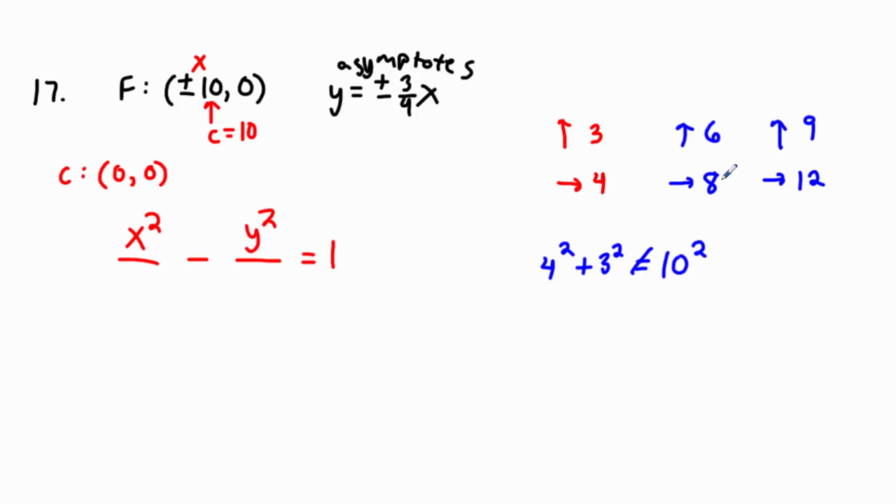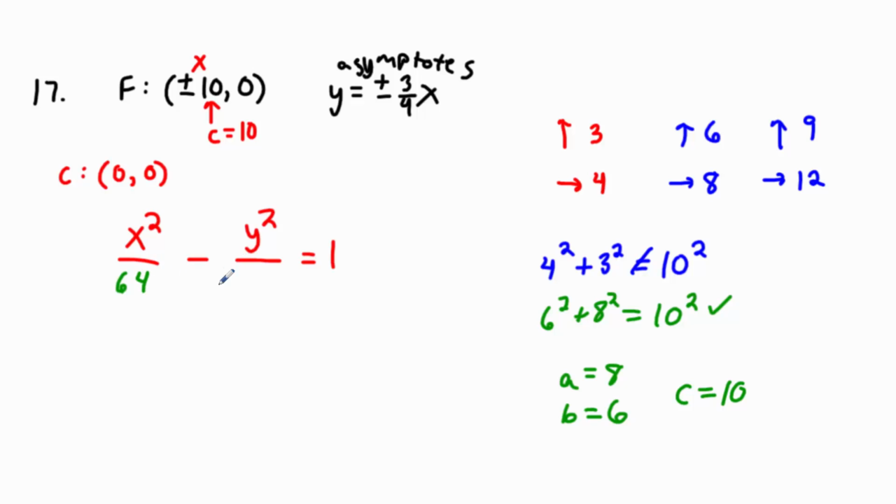So go to your first multiple of 3 and 4, which is 6 and 8, and try those. So 6 squared plus 8 squared, or you can do it in the other order. Is 6 squared plus 8 squared equal to 10 squared? Yes, it is. And so that means that a and b are 6 and 8. A is our left and right, so a is 8. B is our up and down, so b is 6. C we already said was 10. And so on the bottom here, you just have to remember it's a squared and b squared. So it's 64 and 36.